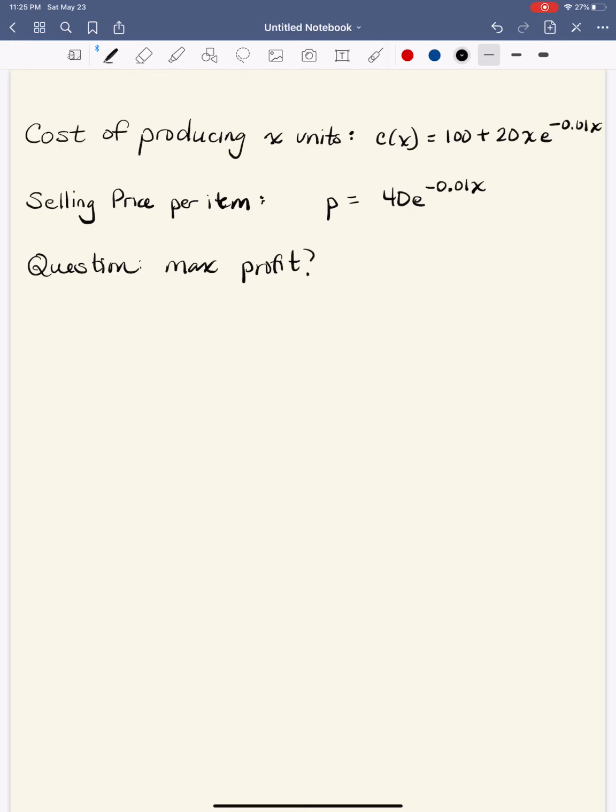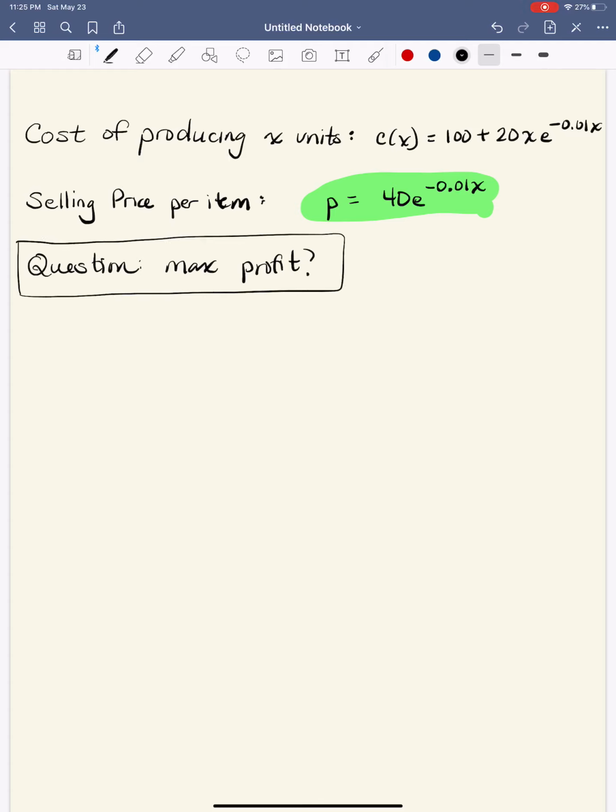Okay, so what we're going to do is look at a typical problem in business calculus, looking at cost, revenue, profit type ideas. So what we have here is the cost of producing x units can be modeled by this function right here. The selling price per item can be modeled by this function right here. And keep in mind, this is selling price, so this isn't revenue or profit or cost. So we have to do something with that information probably. And the big question of the hour is, what is the maximum profit based on this setup?